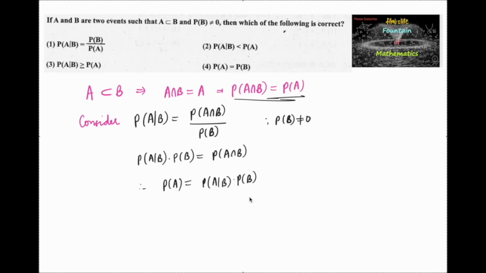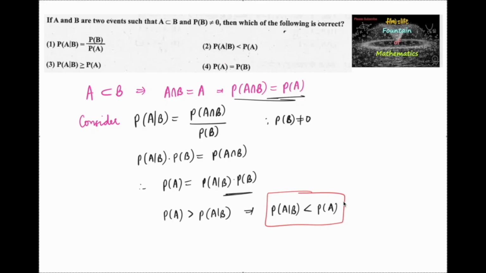Since P of B is not equal to 0, we can say clearly that P of A is greater than P of A given B. That is, P of A given B is smaller than P of A. Which is our option 2. Option 2 is the answer.